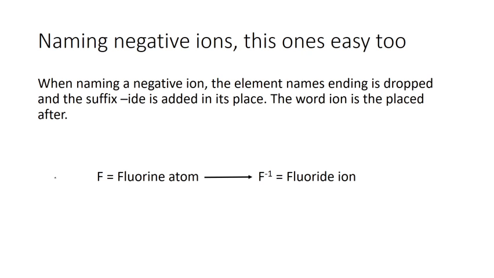Negative ions, right? Not too much more difficult. So in this one, when it becomes a negative ion, the ending of the element name is dropped, the suffix "ide" is added, and the word ion is placed after it. This is one that I'm sure you're familiar with, even if you don't recognize it at the moment. Things like fluoride, I'm sure you are familiar with that. And so in this, we've got a fluorine atom. It gains an electron to get that negative charge. Then we just call it a fluoride ion.